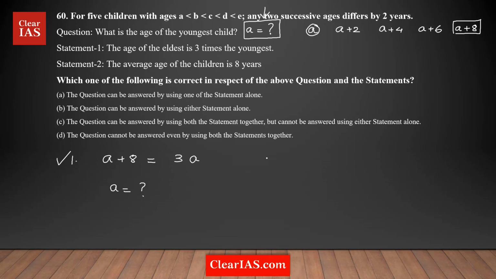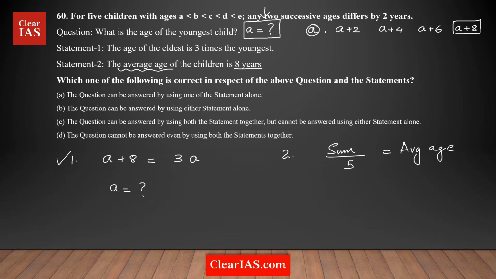Now I'm going to try statement 2. Statement 2 says that the average age of the children is 8 years. How do you calculate the average age? You have 5 children, and the average age is the sum of their ages divided by the number of people. Here there are 5 children, so it's the sum of their ages divided by 5.